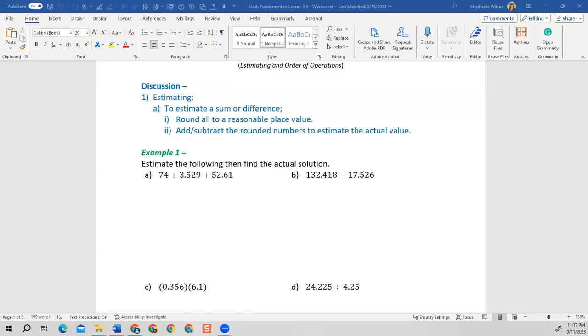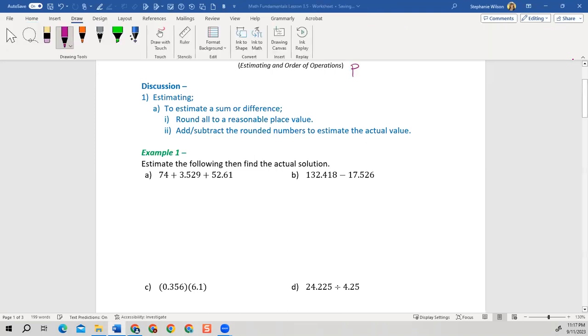Order of operations. There is a set of rules that we must follow, and order of operations is one of them. You may have heard of it as PEMDAS. You may also have heard of it as "please excuse my dear Aunt Sally," which I would say is "please excuse my dear Aunt Stephanie," right? All right.